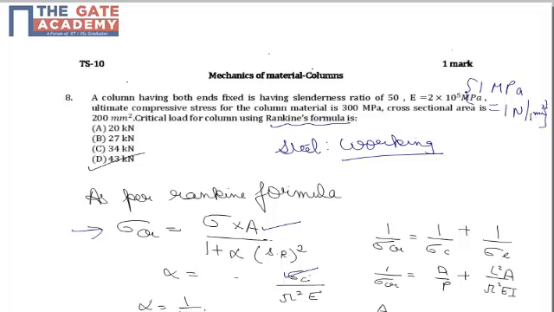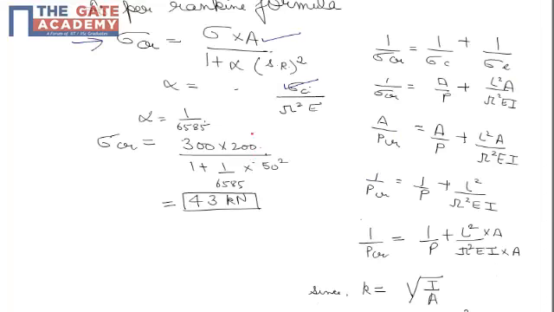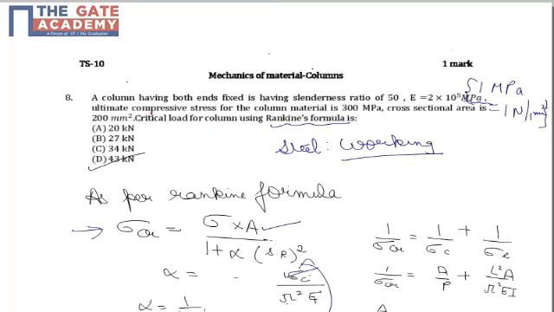Many students commit mistakes while dealing with two different systems of units, that is, the system of pascals and the system of Newton and mm. So the relation is 1 MPa is equal to 1 Newton per mm square, and sigma c is the stress due to crushing, or strength in crushing, or ultimate strength of the column, upon pi square E, from which alpha comes out as 1 upon 6585. After substituting these values, sigma cr comes out as 43 kilonewton. So all these calculations were, in fact I'll say, just a calculator thing we did.